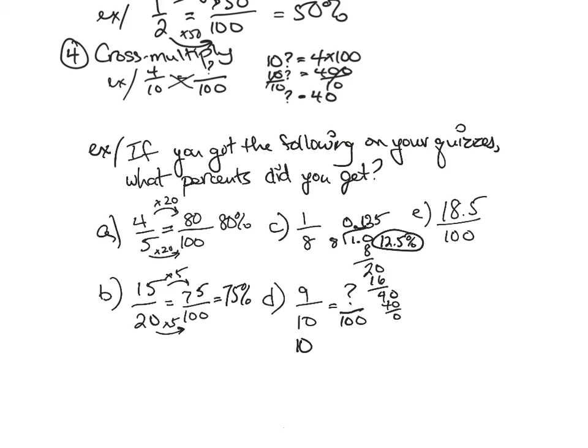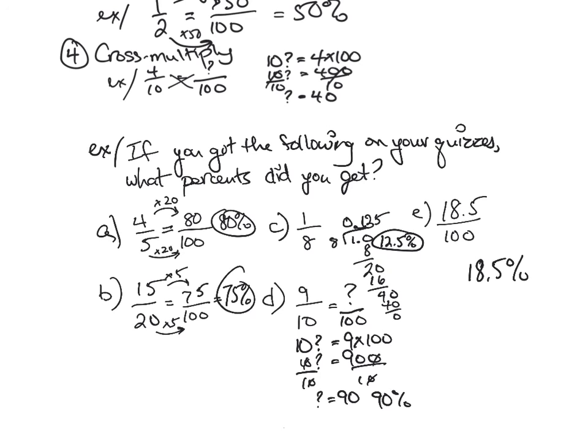Here, maybe try cross multiplying. I'm going to have 10 times question mark equals 9 times 100. 10 question mark equals 900. I divide both sides by 10. And I get question mark equals 90. So it's 90%. And then E, super easy. It's on 100, so I just have the number that's already there as a percent. And there you go. Good luck.